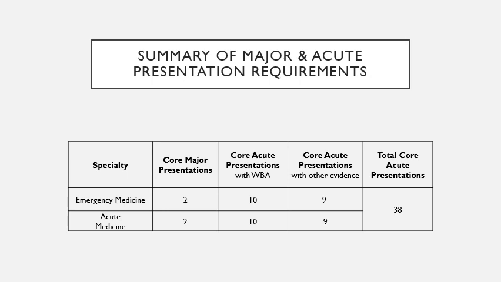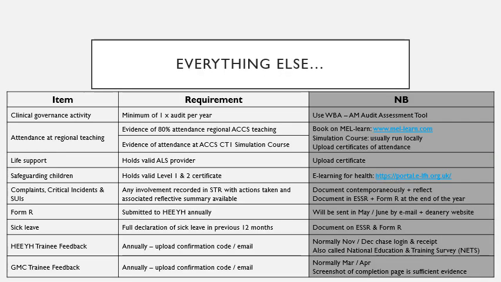So this is just a summary table on the checklist, telling us what we've just been through really in terms of the minimum requirements per placement, divided amongst your core major presentations and your core acute presentations. The everything else table just covers a few extra bits.